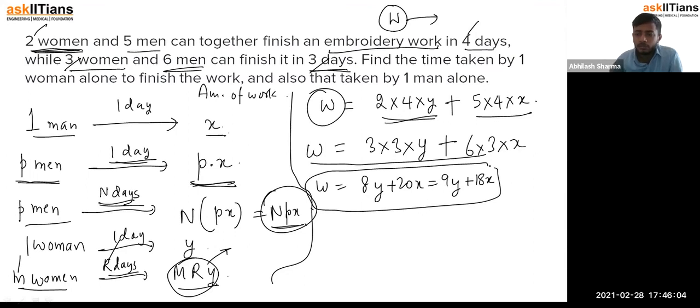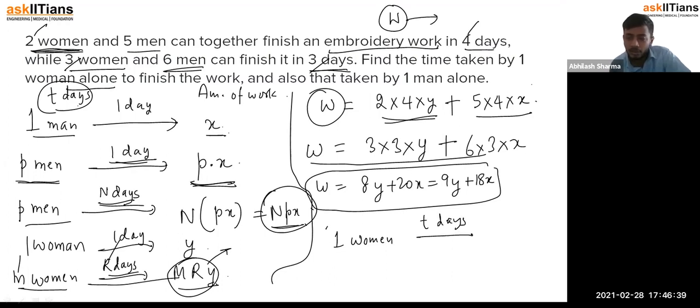Now look, what can we say? It is asking to find the time taken by one woman alone to finish the work. So please understand this carefully. Let us say the time taken by one woman alone is t days. I am assuming that it is t days. How much work will one woman complete in t days? Using this logic, she will obviously complete 1 into t into y work.